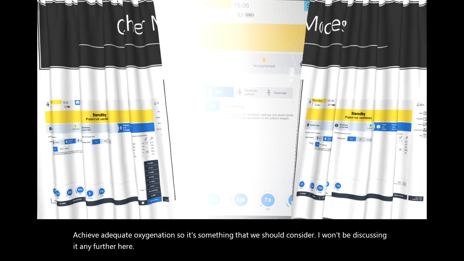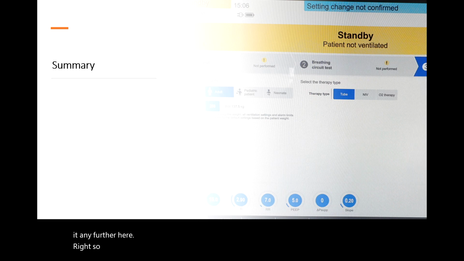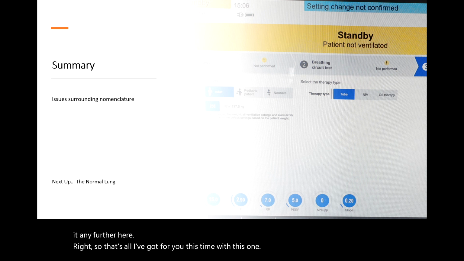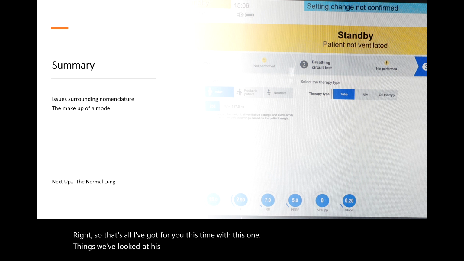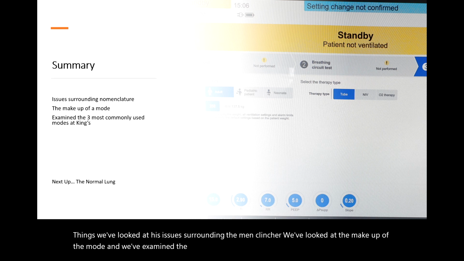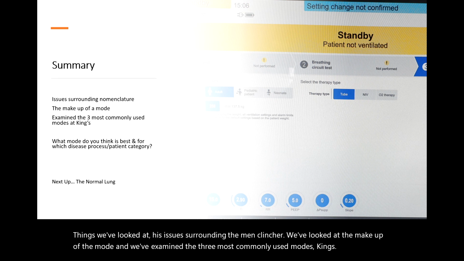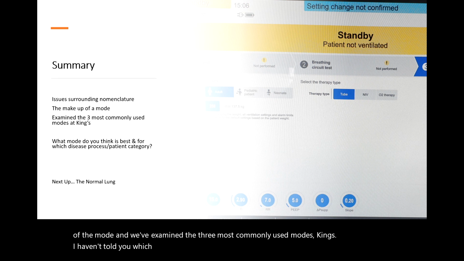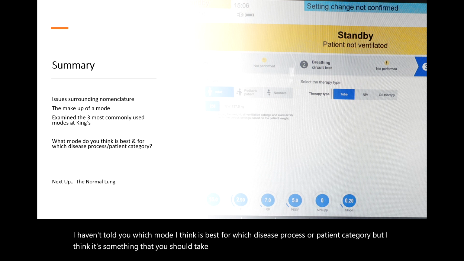Right, so that's all I've got for you this time. Things we've looked at are issues surrounding nomenclature. We've looked at the makeup of the mode, and we've examined the three most commonly used modes at King's. I haven't told you which mode I think is best for which disease process or patient category, but it's something that you should take this information that you've just gleaned and go away and think about.